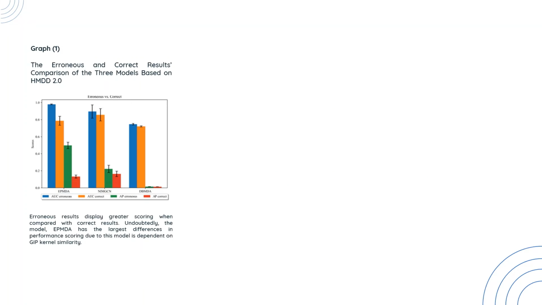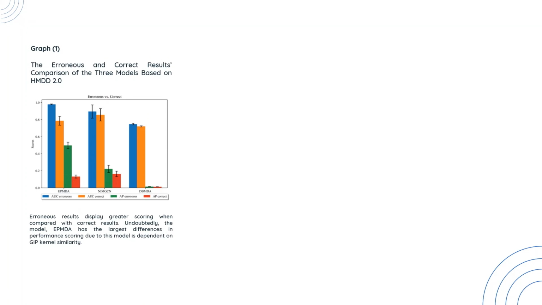The third part of the result consists of scoring of AUROC and AP for the 3 models based on the HMDD2 database. The models which use pre-enumerated resemblance are displayed as erroneous results, while the models which implement training sets computed during the experiment are shown as correct results. From graph 1, the erroneous results display greater scoring when compared with the correct results. The EPMDA model has the largest difference in performance scoring.